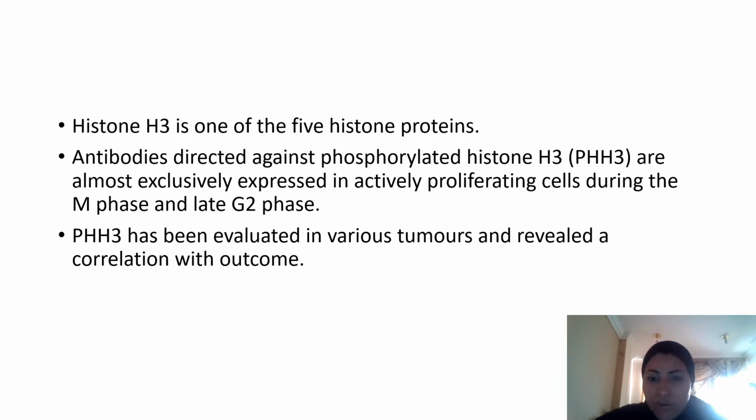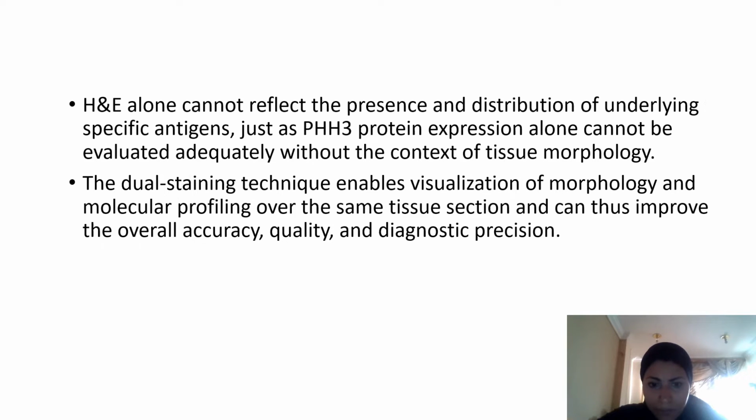Histone H3 is one of the five histone proteins, and all together they form a major component of chromatin in the normal cell. Antibodies against phosphohistone H3 are almost exclusively expressed in actively proliferating cells during the mitotic phase of the cell cycle and the late G2 phase. The utility of PHH3 has been evaluated in various tumors, like CNS tumors, neuroendocrine carcinoma, and ovarian cancer, and in all it has been correlated with the outcome.